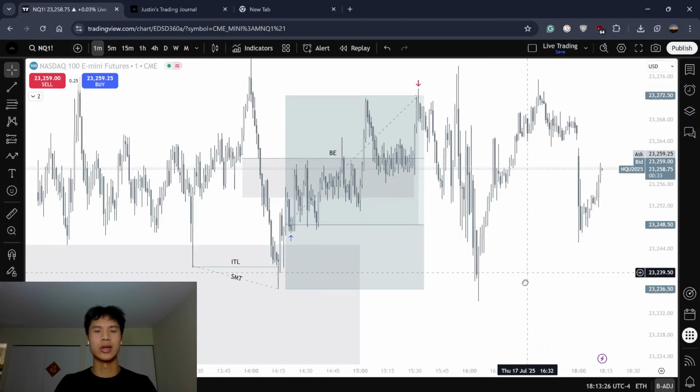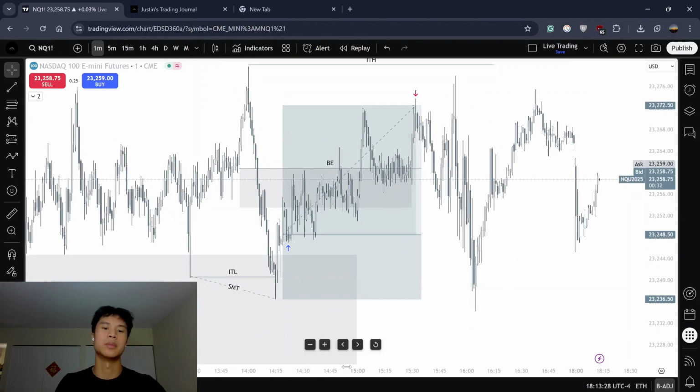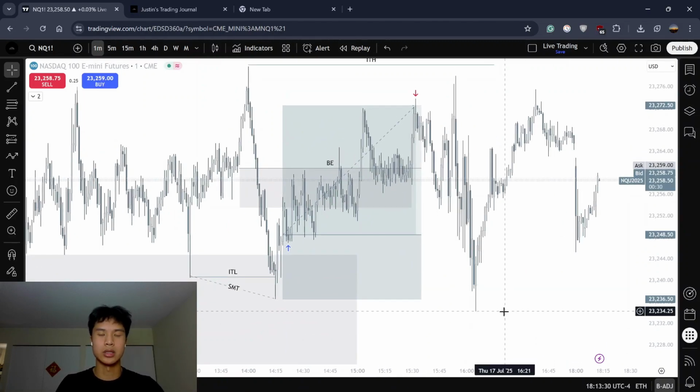I didn't really trade the AM session today, and this was a paper trade. I'm not looking to trade any evals or any fundeds anytime soon. Still practicing, still refining my model, still refining my edge, and getting better every single day.